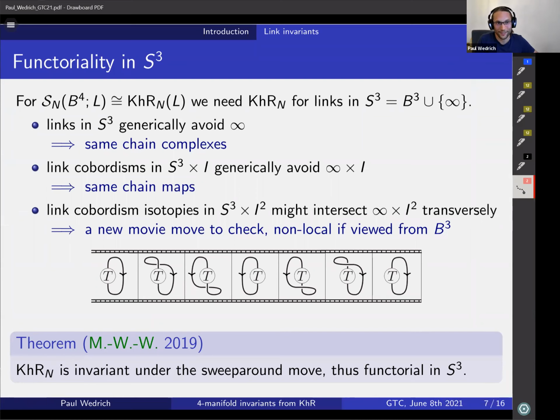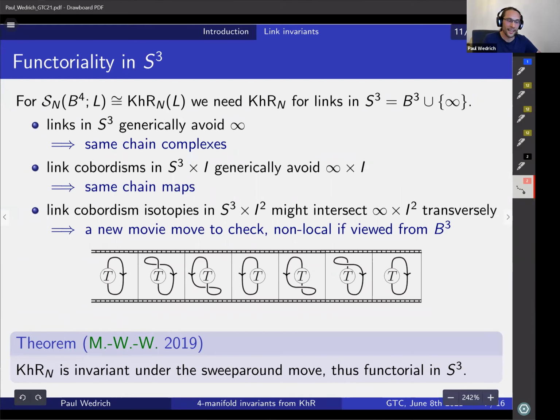And here I somehow generically may get some intersections. Those are intersections that I wouldn't care about in the 3-ball. And that actually gives rise to a new type of coherence condition that one has to check for Khovanov-Rozansky homologies. From the perspective of the 3-ball, it looks like this thing here. We call this the sweep around move.